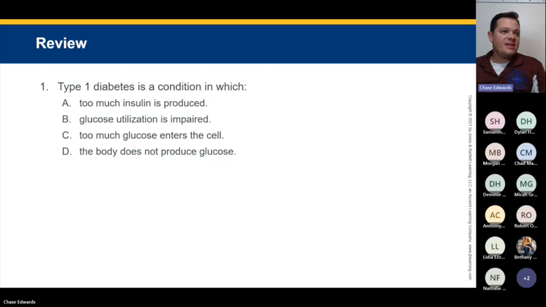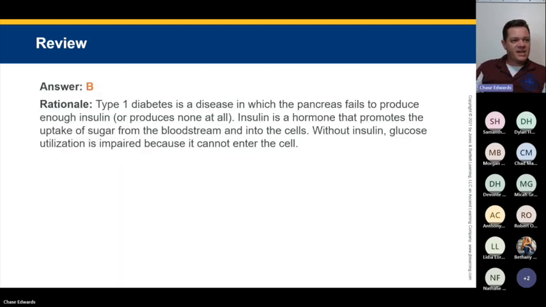So, type 1 diabetes is a condition in which... hold your answers. Just hold them. All right, go ahead with them. A lot of B's, a lot of B's. All right. Answer is B. Good job.